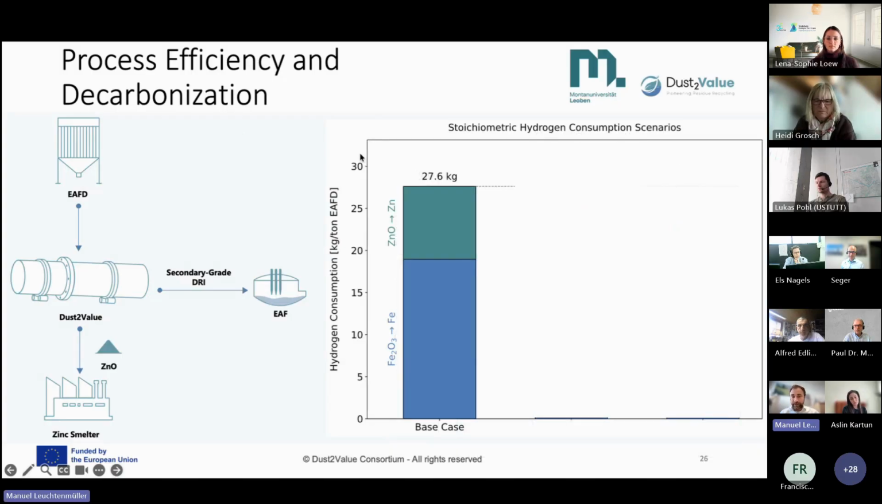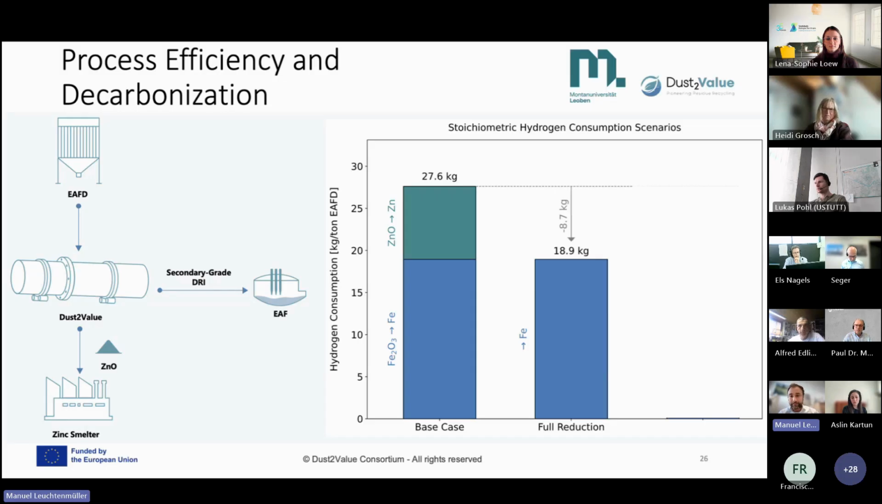In terms of consumption of hydrogen, a typical composition, when we go to iron, would mean that we need around 27 kilograms of hydrogen per ton of dust. Due to the recovery of the hydrogen from the zinc oxide reduction, we lower this to around 19 kilograms. And in, let's say, the case where hydrogen is not available to a large extent, we can run the process with just partial reduction to wüstite. So we lower the specific hydrogen consumption to only 6.3 kilograms per ton of dust treated.